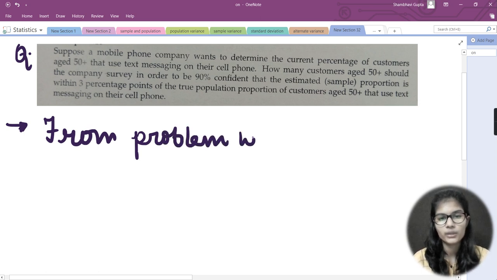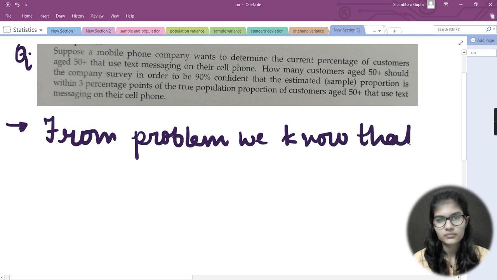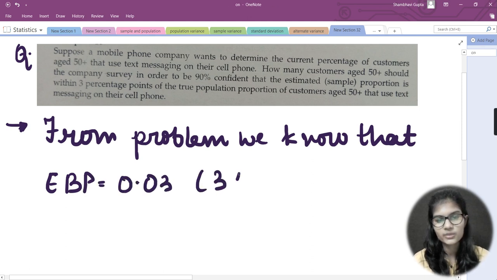Okay, so from the problem we know that we are actually given the value for the EBP. That is given as 0.03. How can I say that? It is basically my 3%.